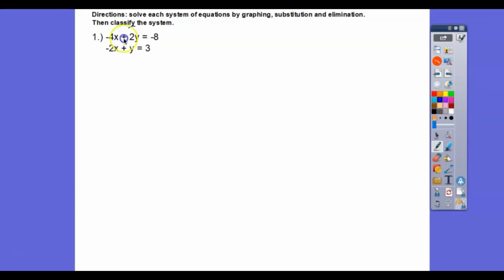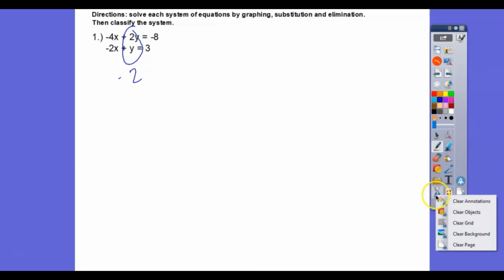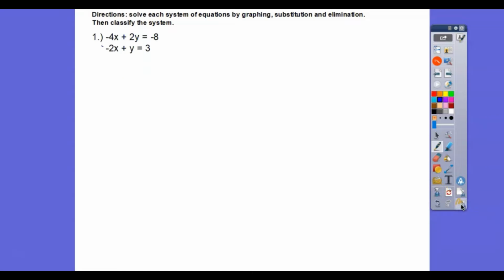Let's say I want to go ahead and cancel out the y's. So I need the bottom y to be negative 2, which means that if the bottom is negative 2 and the top is positive 2, they will cancel. But you can't just change it to a negative 2. You have to multiply the entire equation by negative 2. So that's what we're going to do. We're going to take the entire bottom equation and multiply by negative 2.